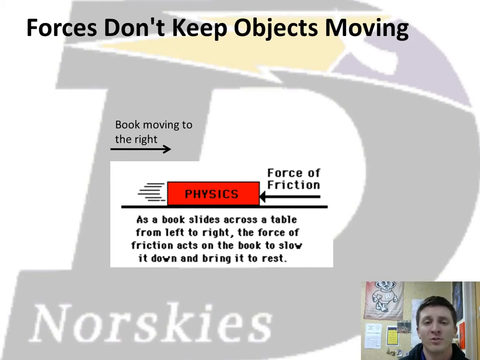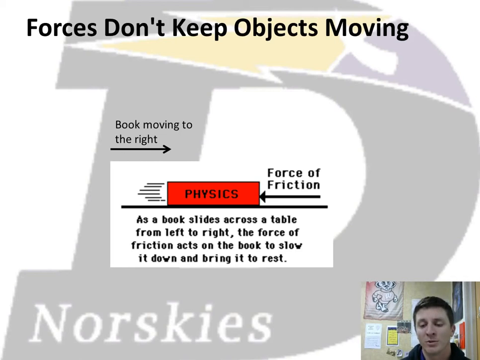This means that forces do not keep objects moving. If we look, we have a physics book here that is moving to the right on a table. If I slide it across the table, eventually it's going to come to a stop due to the force of friction. So, as the book slides across the table from left to right, the force of friction acts on the book to slow it down and bring it to rest. Because forces do not keep objects moving, they actually tend to slow them down and cause them to come to a stop. So again, why is that?